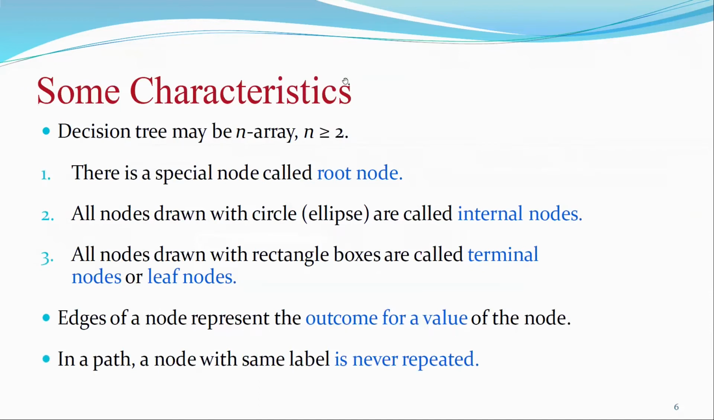Now we will discuss some characteristics of the decision trees. As we can see, the data set contains an array of size n. So the decision tree can be of n.